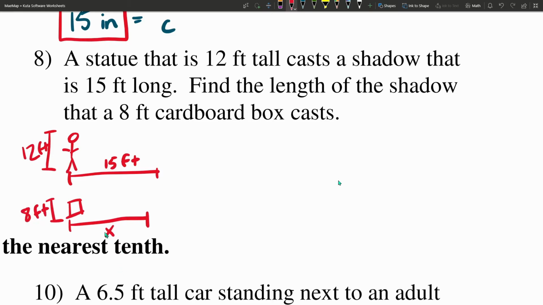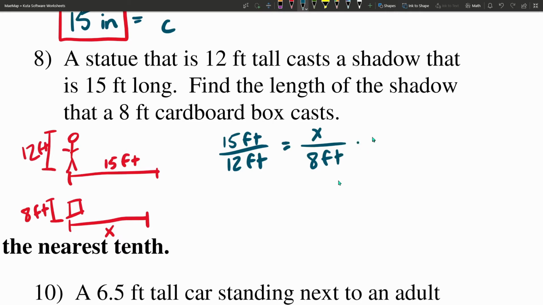Now, all we need to do is set up these proportions. So I'm going to have the length of my shadow of my statue over the height of the statue itself, 15 feet over 12 feet, and that's going to be equivalent to the length of my shadow of my cardboard box, x, over the height of that cardboard box, 8 feet.